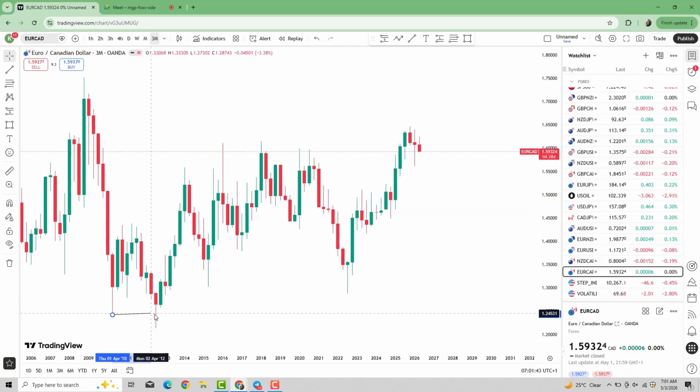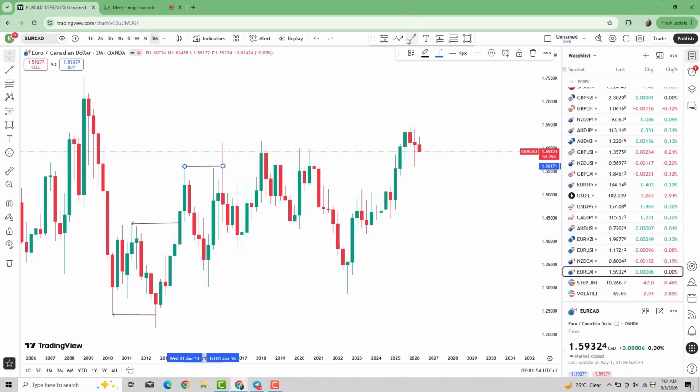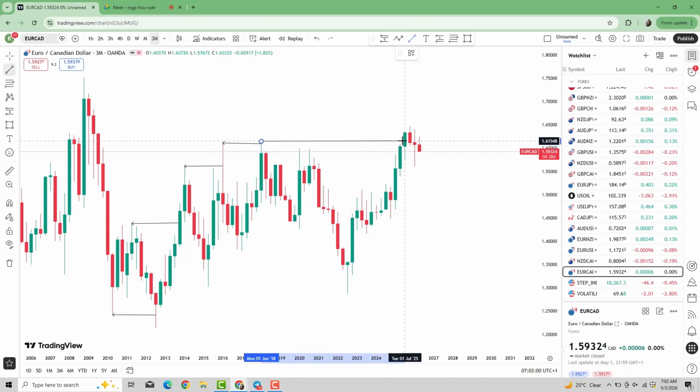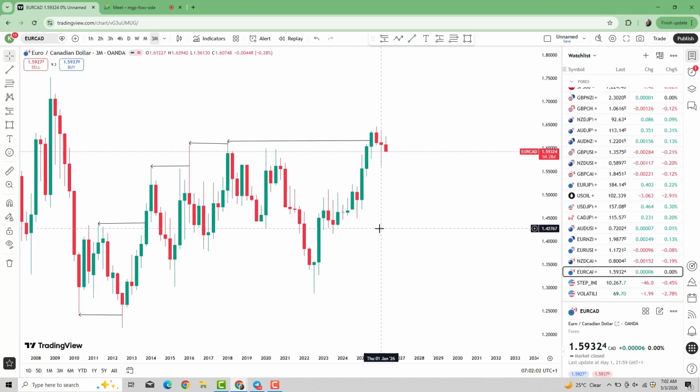On the 3 months time frame, we had a break here. Then we had another break here to the upside. Then a break here. See, break here. Then we had a break here to the upside, signaling that trend is now going bullish. Then we had another break here to the upside, which is very nice.